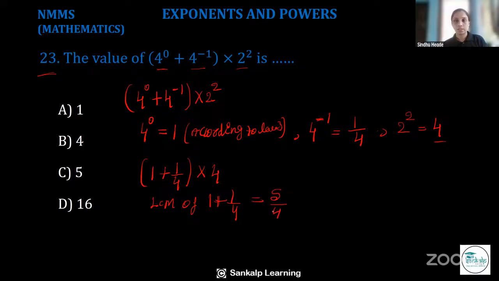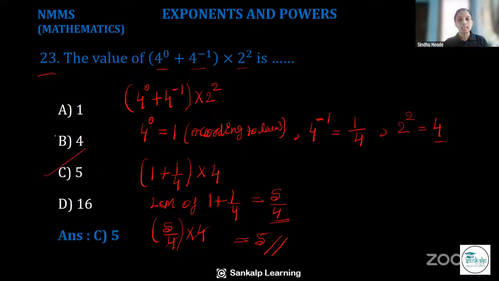Do this calculation and cross verify. You get 5 by 4 only for 1 plus 1 by 4. Substitute 5 by 4 in the place of 1 plus 1 by 4. We get 5 by 4 into, write this outside multiplication 4 as it is. So here the denominator 4 and numerator 4 cancel out. What remains? 5 remains. This is our answer. So option C is the correct answer. Remaining all are wrong.